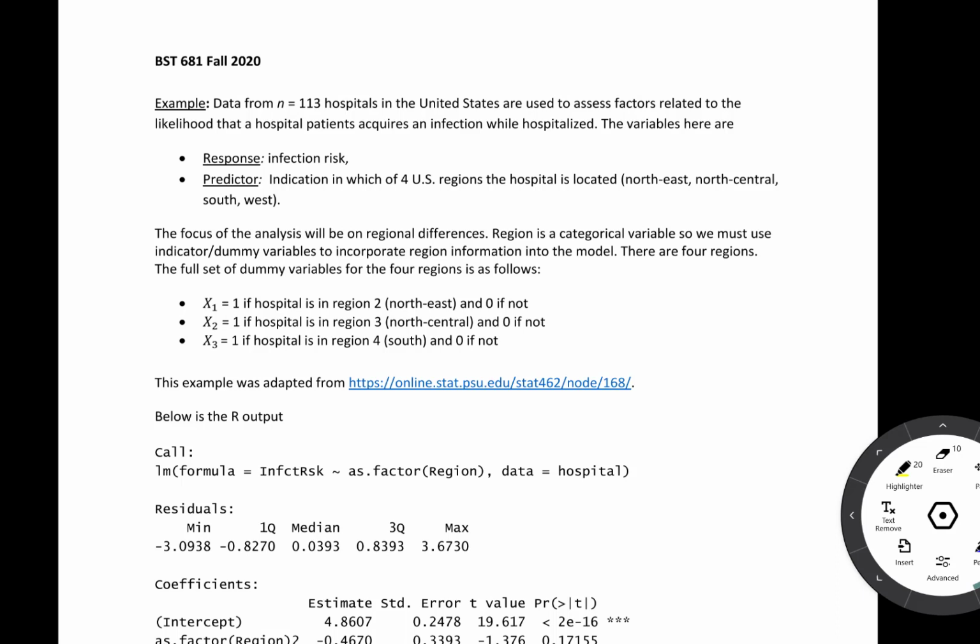So the focus of the analysis will be on regional differences. Region again is a categorical variable, so we're going to use those indicator or dummy variables to incorporate the region information into the model. So here we have our dummy variables. Notice there are 3 of them. So region 1, which in this case is, actually we're going to label west as the 1.